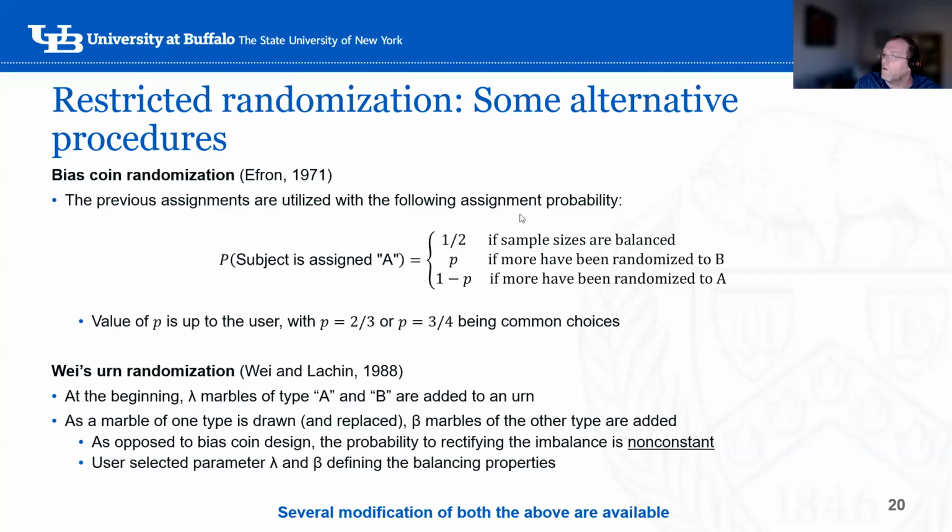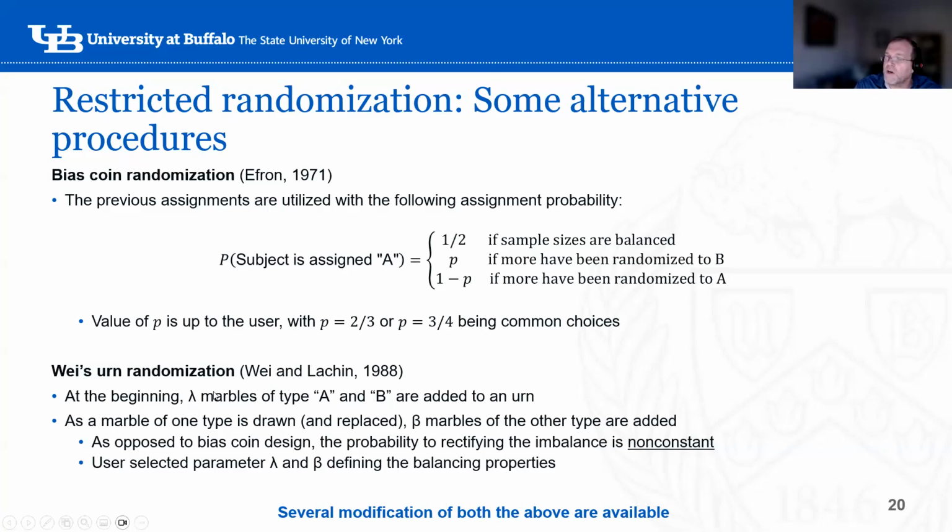And so what I mean by that, well, if you have a balanced sample size, then the next patient's going to be allocated A with a probability of 1/2. If I've been randomizing more people to B, what I want to do is randomize to A, not with a probability of 1/2, but with a probability higher than 1/2, say 2/3 or 3/4. If I've been randomized into A more often, then I'm going to do the opposite. And so that's the idea of a biased coin. When people say a biased coin, that's usually what they mean: a coin that doesn't have a probability of half-half for heads and tails. So that's biased coin randomization.